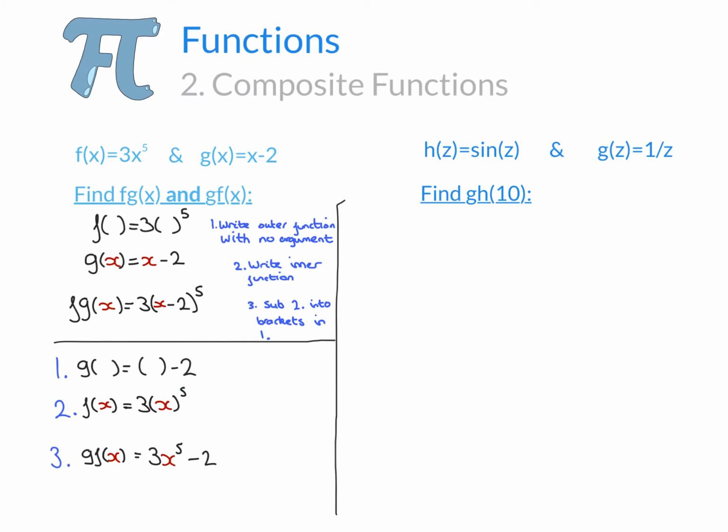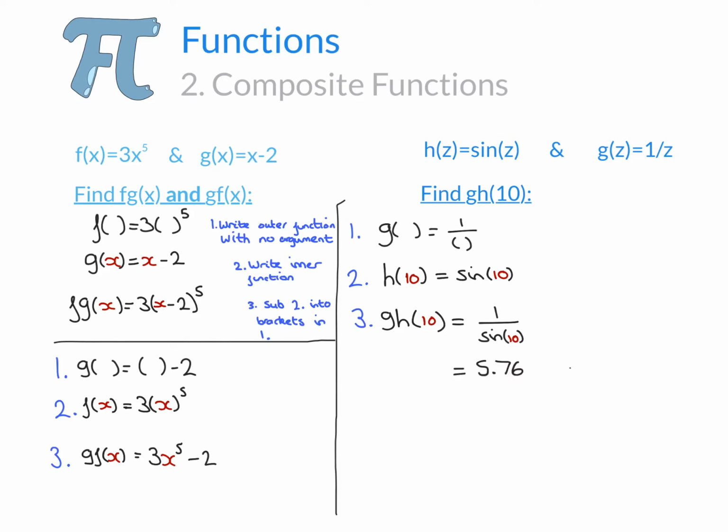The second question asks us to find the value of a composite function with a numerical argument. With the same procedure, we write the outer function g with no argument. Next, we write down what h of 10 is, this time replacing the z in the definition with the number 10. Now we just sub it into the blank, and this time we get a numerical answer, which is 5.76.